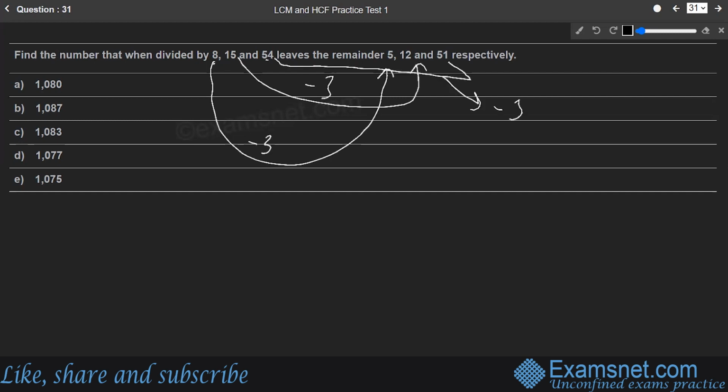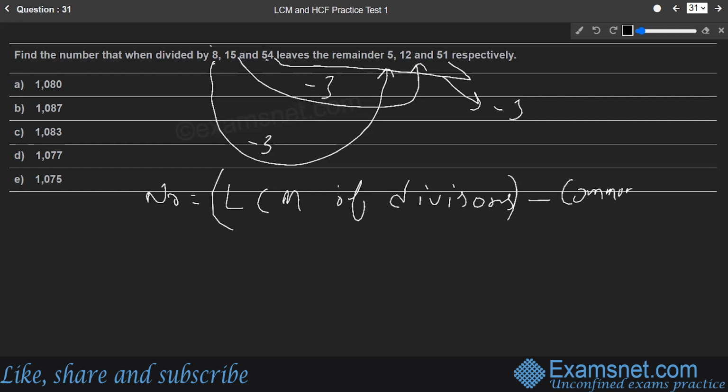So whenever you see such a pattern in which the divisor and the remainder have a common difference, in that situation, we can have a direct formula for finding the required number. The required number will be the LCM of all the divisors. The divisors are the numbers with which we are dividing. So the number is getting divided by 8, 15 and 54, so 8, 15, 54 are nothing but the divisors. In this type of situation, the formula becomes LCM of divisors minus the common difference. The common difference in this case is 3.